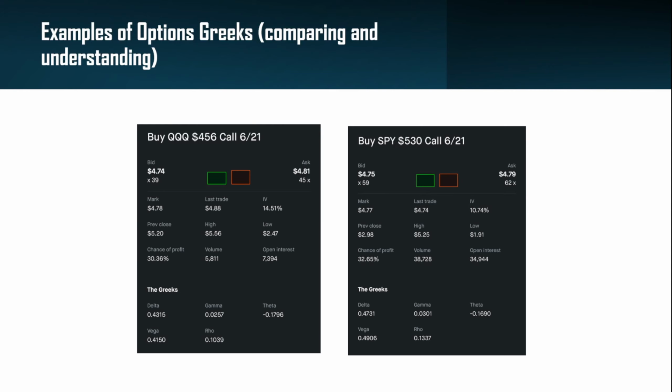I personally would go with the SPY. I would buy the SPY because if you look at it, the same expiration, the SPY has higher delta, higher gamma, higher theta, and higher vega. That just tells me that contract is going to move much better. QQQ might move, but the SPY might pay better based on those Greeks.